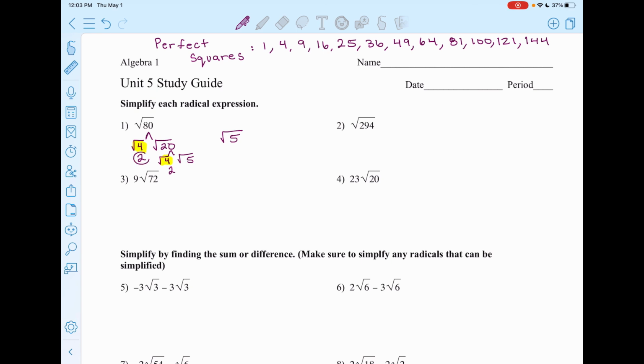And notice how I have two numbers on the outside. Whatever numbers get brought to the outside, you multiply together. 2 times 2 is going to get me 4 for the outside.